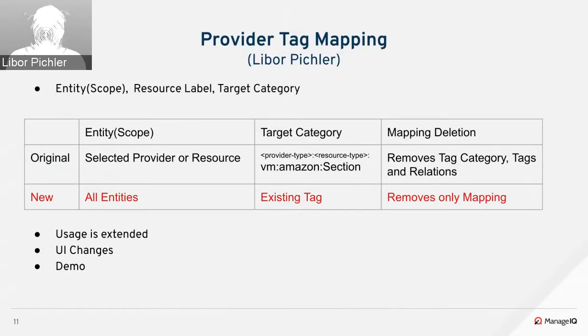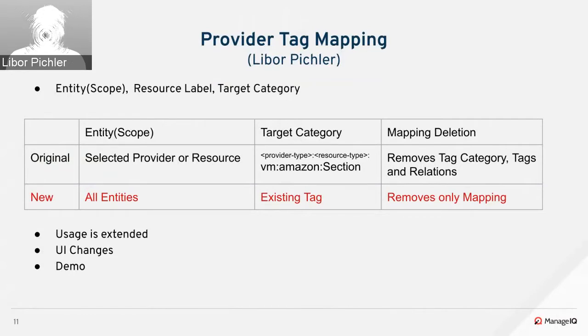And when mapping was deleted, then also all related objects like tag category, tags, and relations between tags and resources were deleted, and newly only mapping is removed when all entities option is used. This extends usability of mapped labels because we can use them in API, policy, basically everywhere where managed text are used. Let's take a look at UI changes and then at the demo.